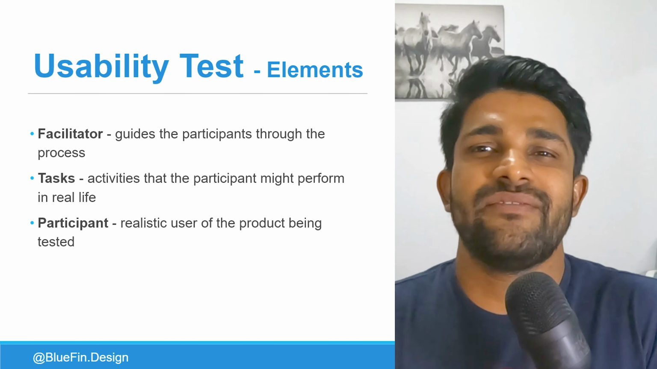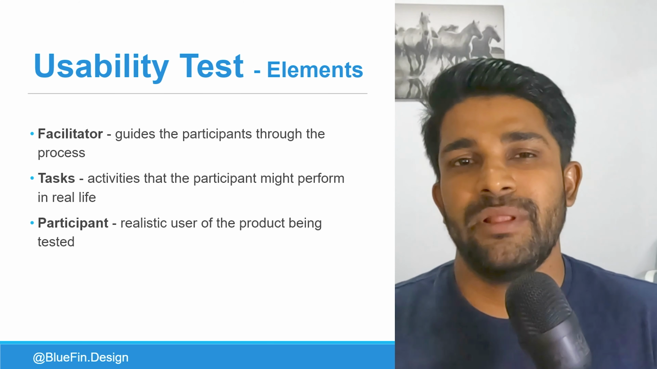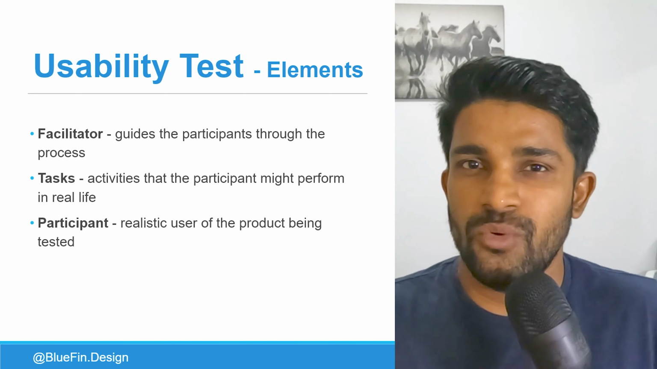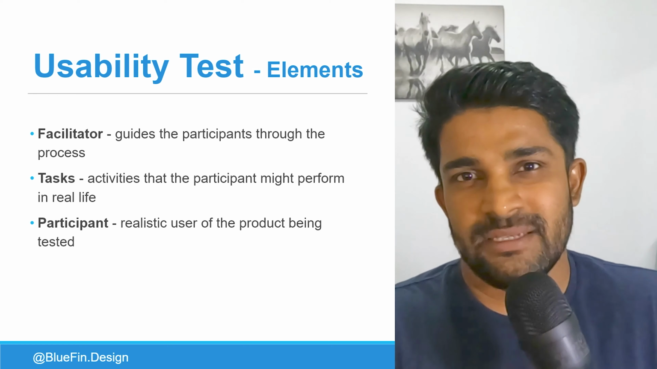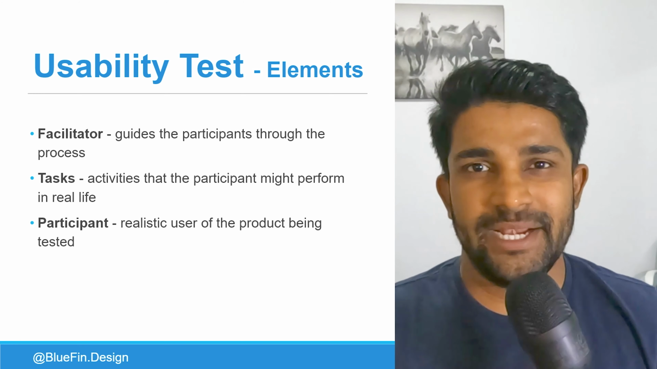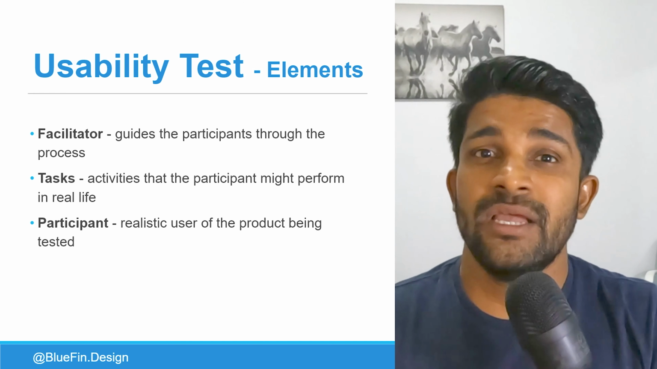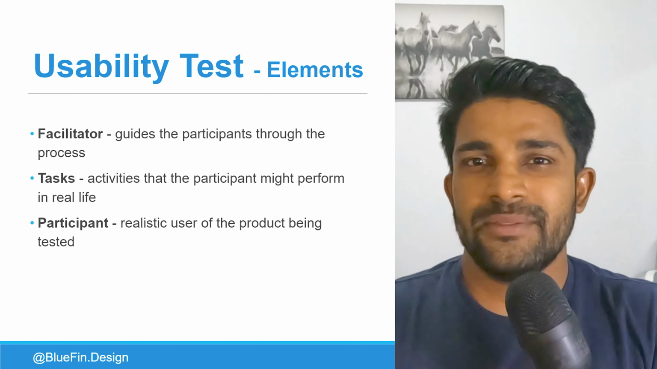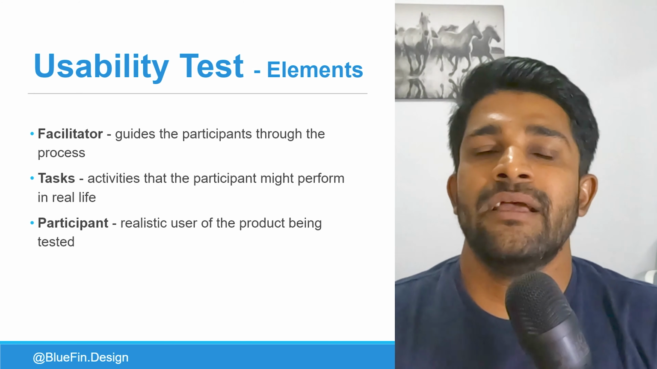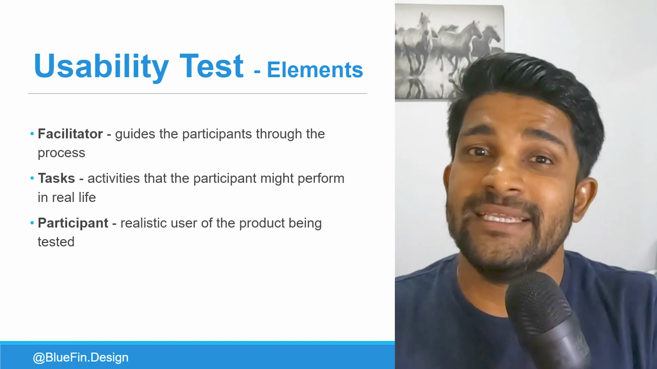So let's talk about the different elements of a usability test. There are basically just three different elements. The first one is the facilitator. This is the person or a group of people who actually guide the participants through the process. Now, you may have one moderator and then a couple more facilitators in your usability test session. It's recommended to not have more than 3 facilitators, including the moderator. The moderator is the one who guides the participants through all the tasks that they have to perform. And the other 2 facilitators take notes while the moderator is guiding the session.